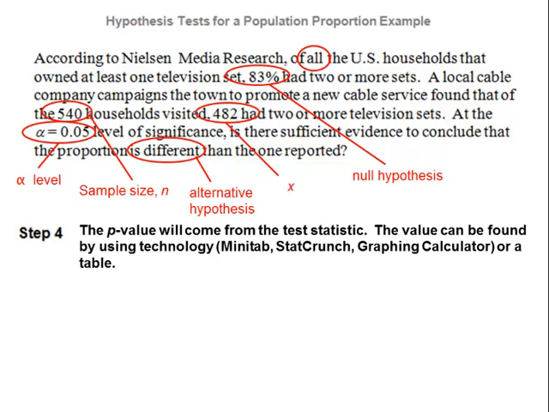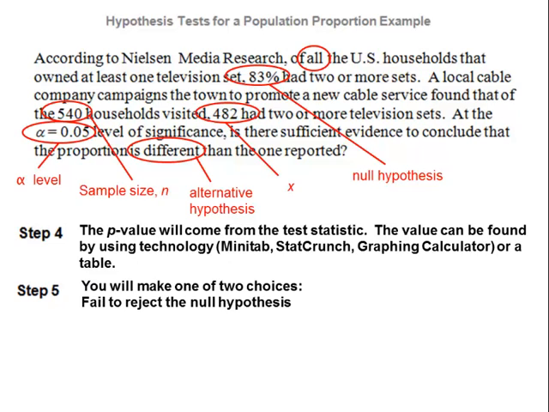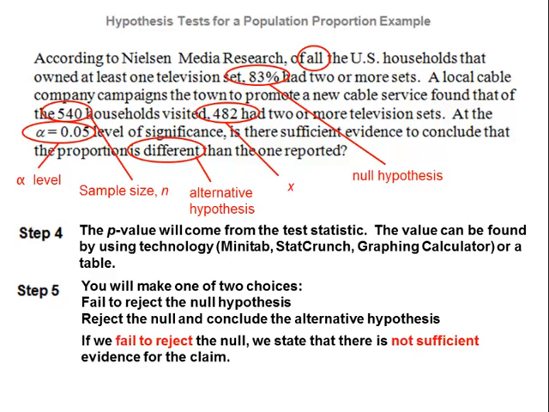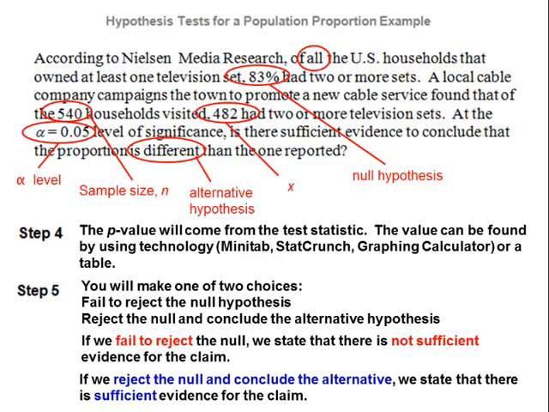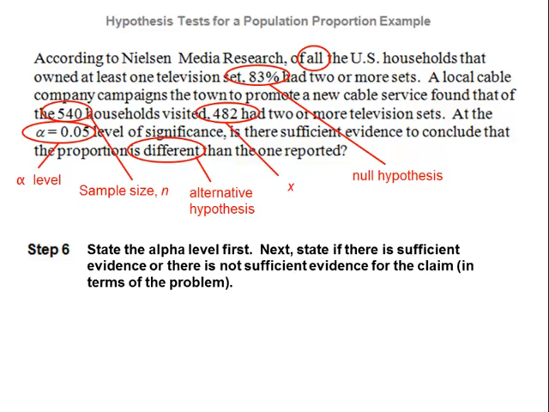Step number 4, we're going to calculate the p-value. Step number 5, we will make one of 2 choices. The first choice, fail to reject the null. Second choice, reject the null and conclude the alternative. If we fail to reject the null, we state there is not sufficient evidence for the claim. If we reject the null and conclude the alternative, we state there is sufficient evidence for the claim. Step number 6, we always state the alpha level first, then we state if there is sufficient evidence or there is not sufficient evidence for the claim, and we write the claim in terms of the problem.